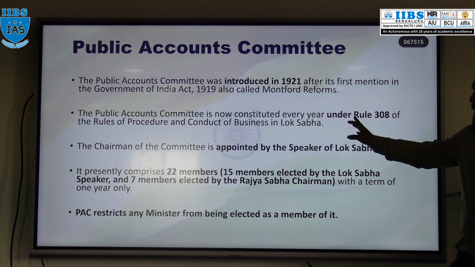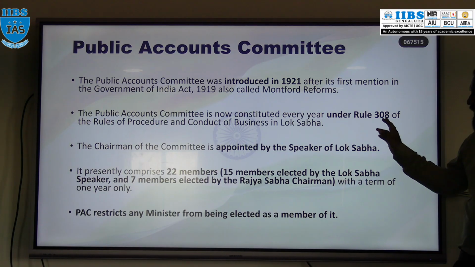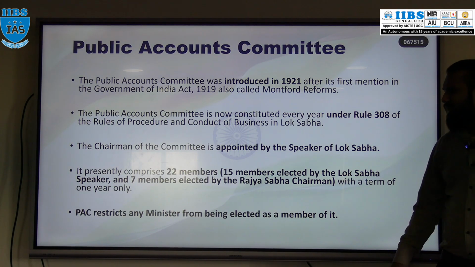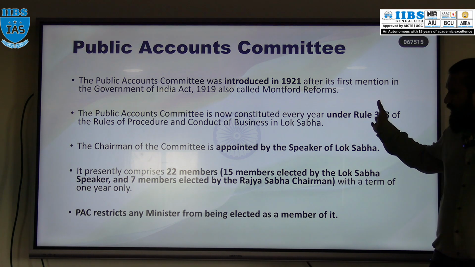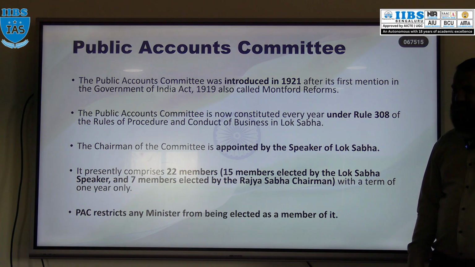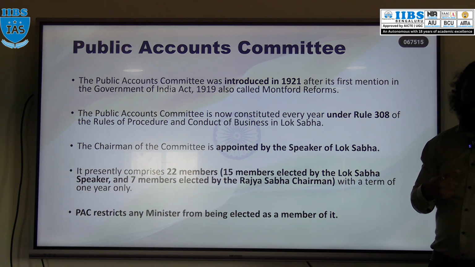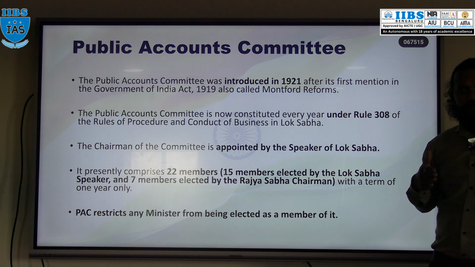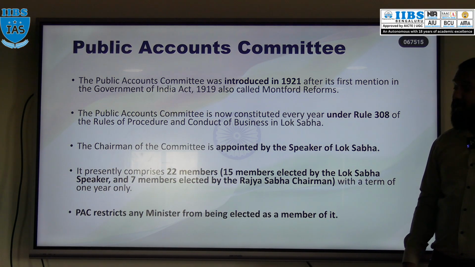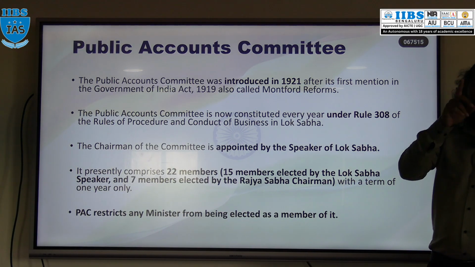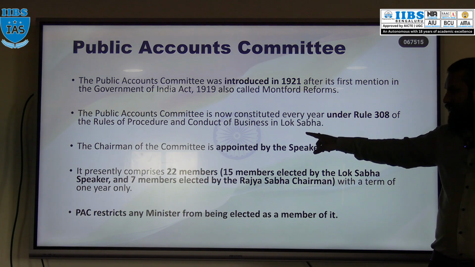What is the tenure of this committee? 1 year. This committee is constituted every 1 year under Rule 308 of the Rules of Procedure and Conduct of Business in Lok Sabha. This committee consists of a chairman as well as members. Who will appoint the chairman of this committee? The Speaker of Lok Sabha, not the chairman of Rajya Sabha.